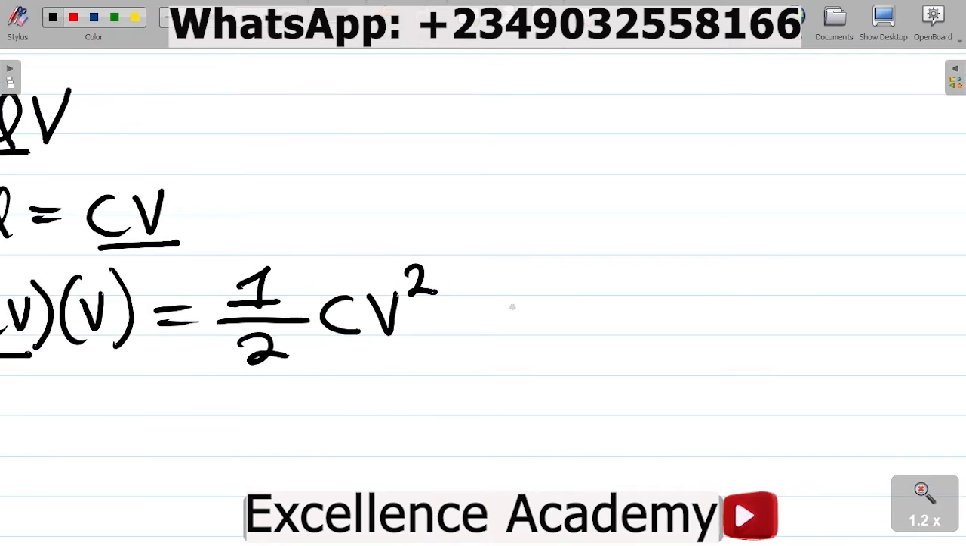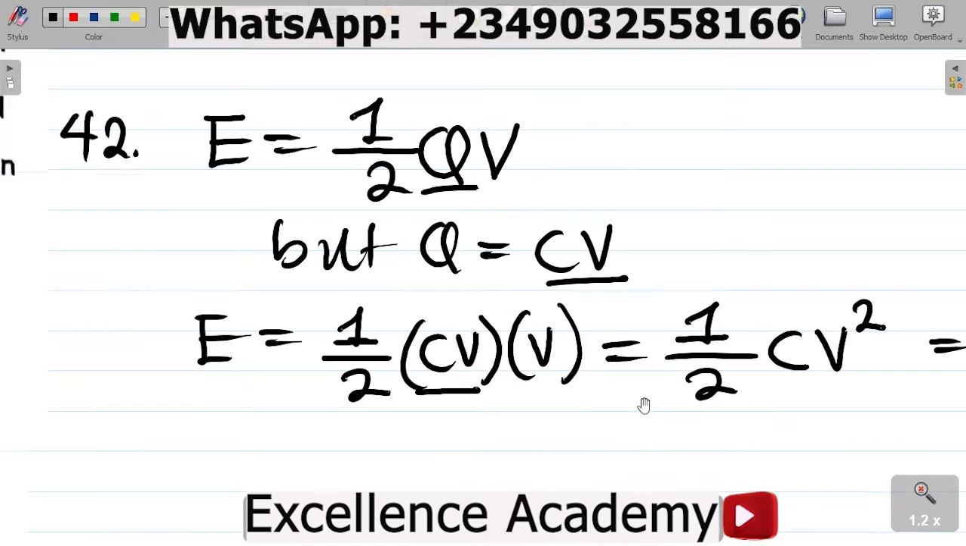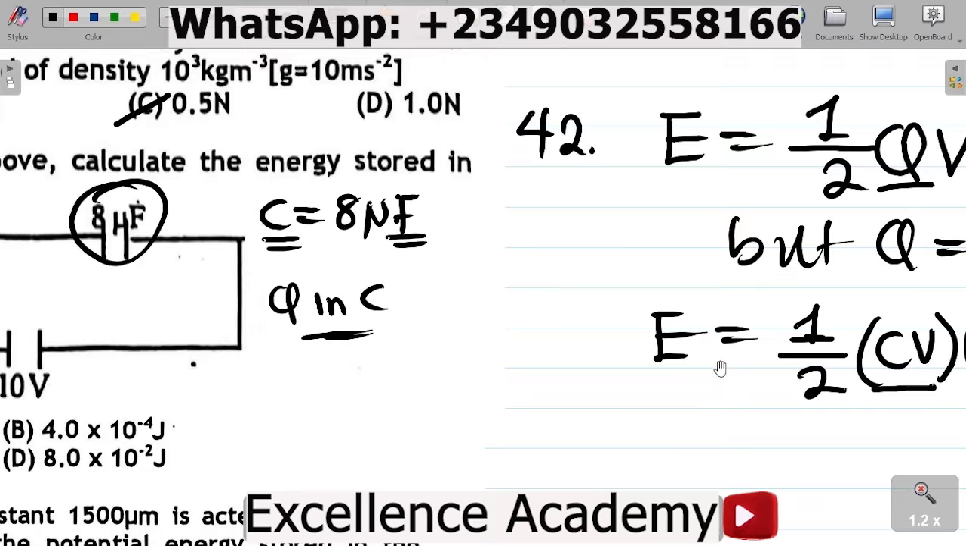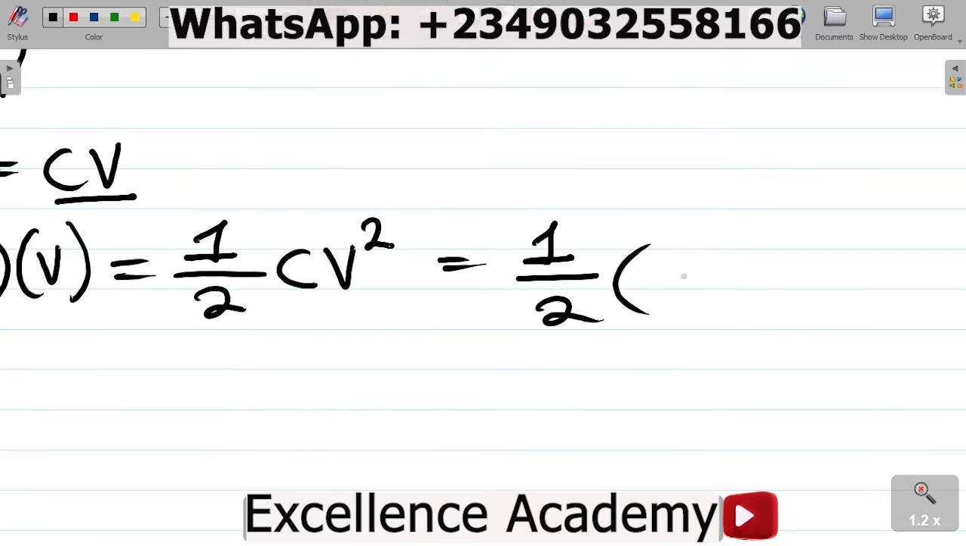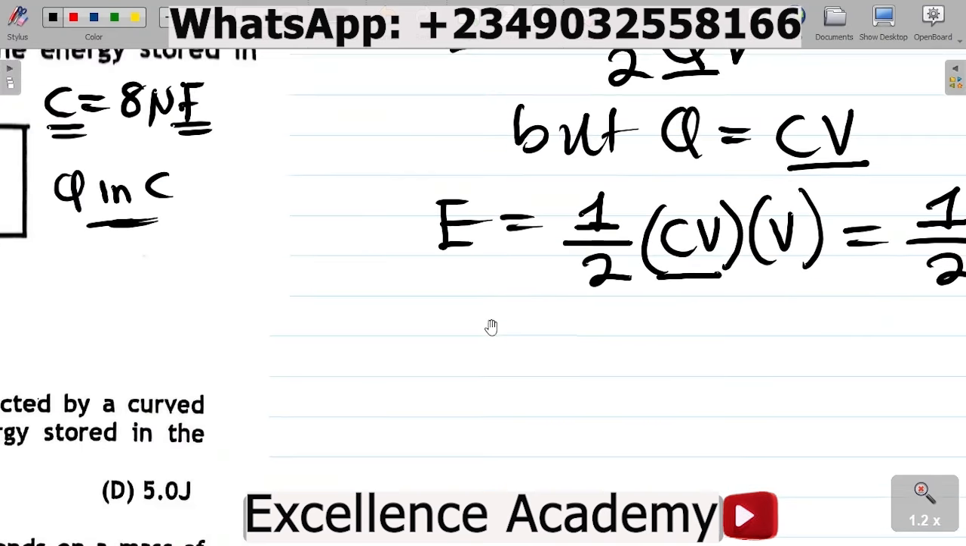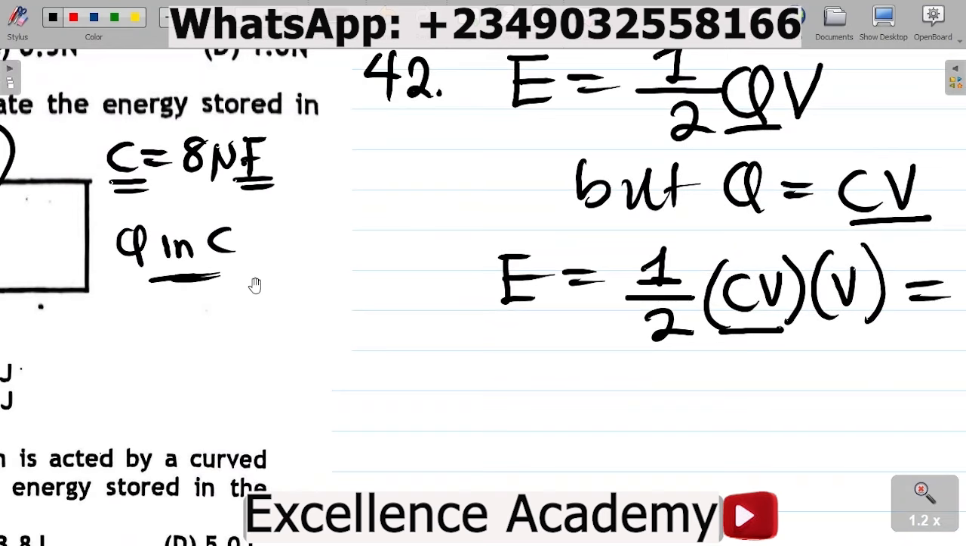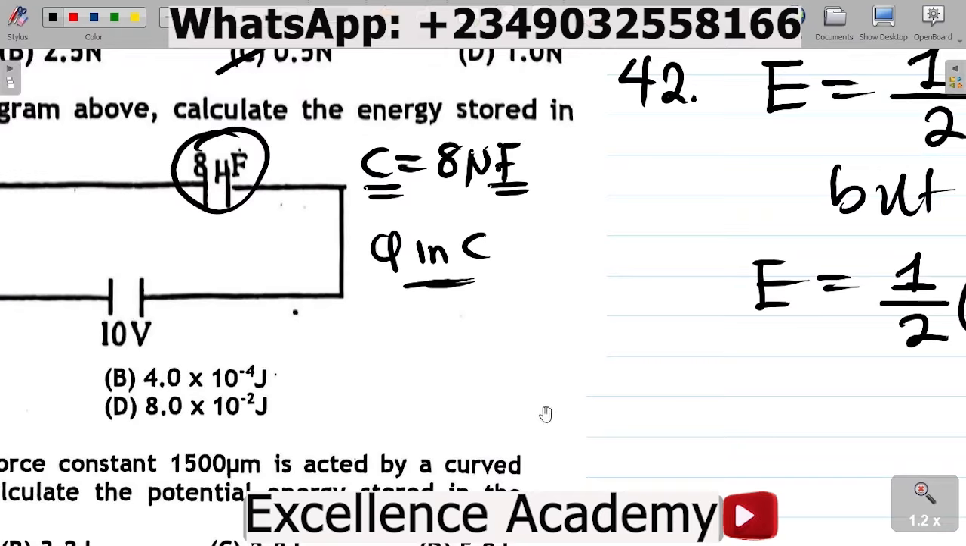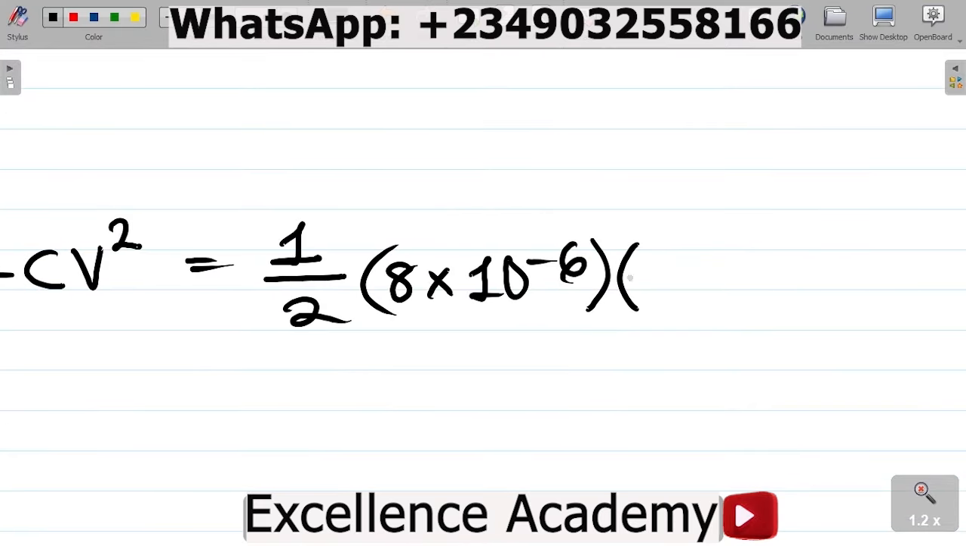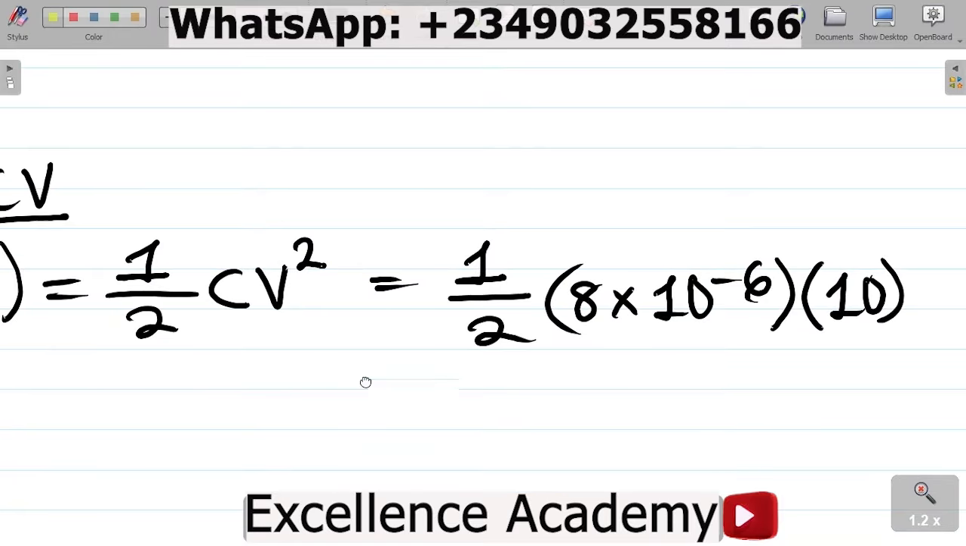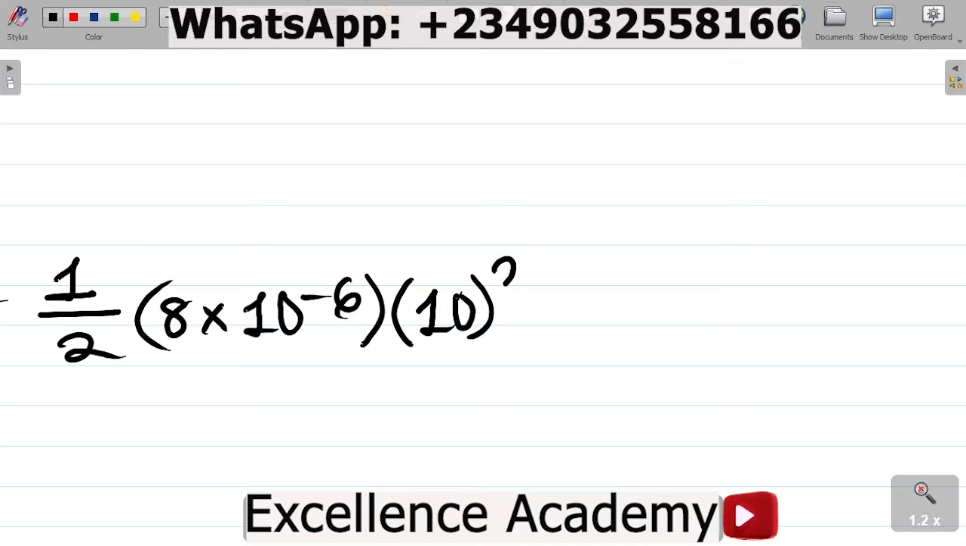That's equal to half into C. What's the value of C? C is 8 microfarad. Now, when we say micro, that is 10 to the power minus 6. So 8 micro is simply 8 times 10 to the power minus 6. And then you have V. V is 10 volts, so times 10. V is squared here, so I'm just going to square this.